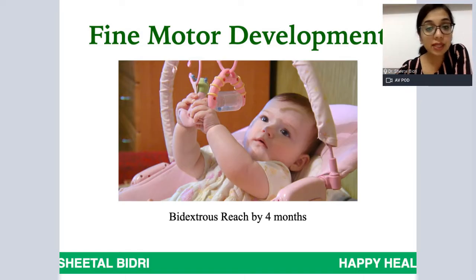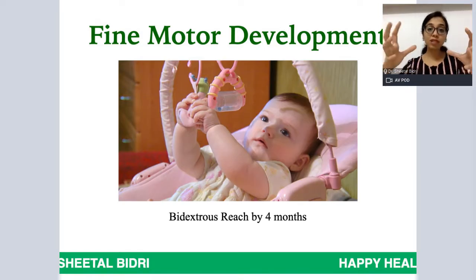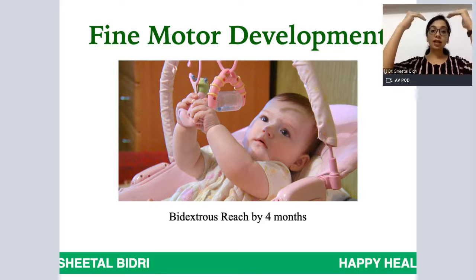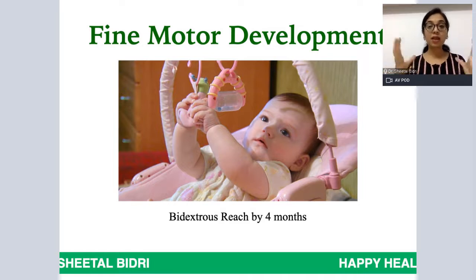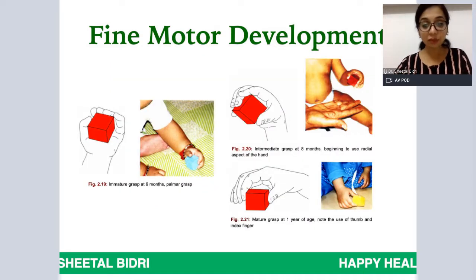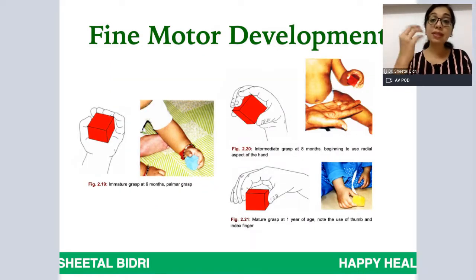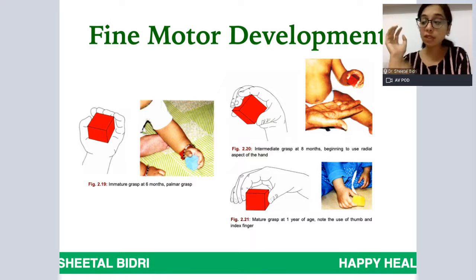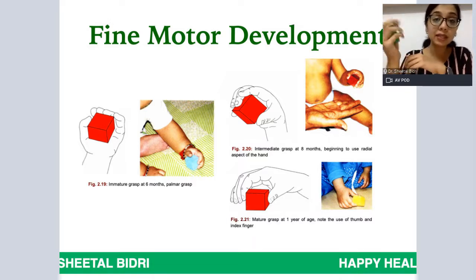So the first thing is, if any object is given, the child will hold it with both the hands. So by 4th month, if something is in the cradle, in the swing, he can hold it by both the hands. That is the immature way of holding it. And then as time passes, they're able to hold with a single hand. First, by 6 months, there's a palmar grasp, so they take it completely like this. They will hold something completely.